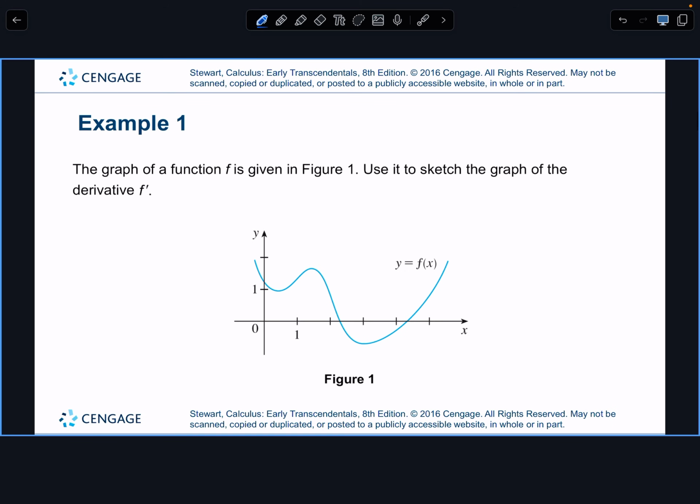Here's an example where we take a function, and it says use the graph to sketch the graph of the derivative. I just want to point out some things about the slope of the function. The slope is 0 right here because it has a horizontal tangent line. So right about here and here, the derivative is going to equal 0. The derivative is going to cross the x-axis, the graph of the derivative.